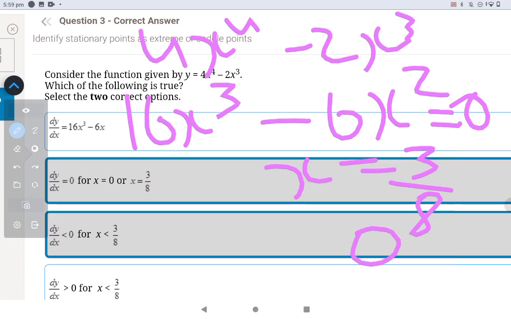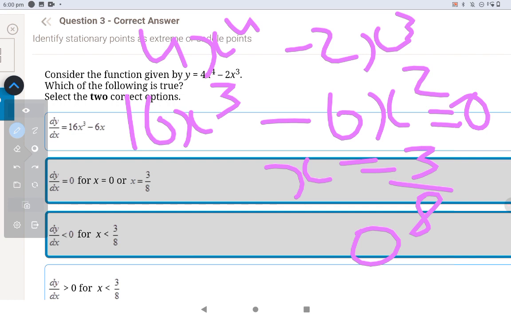Okay, so first option, dy over dx is equal to 16x cubed minus 6x. No, this is wrong because we found the derivative to be minus 6x squared. Next option, dy over dx is equal to 0 for x is equal to 0 or x is equal to 3 over 8. Yes, we found the roots to be 3 over 8 and 0, which makes the derivative 0.